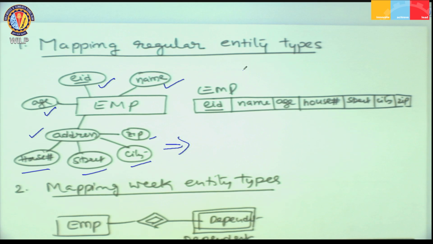According to the rule, I create a corresponding relation for the strong or regular entity type and make all simple attributes the attributes of the relation: employee ID, name and age, and choose one of them as the primary key. In this case, employee ID is the primary key. As far as the complex attribute is concerned, I will pick up all the subcomponents of the complex attribute and make them attributes of the relation. So house number, street, city and zip code will become regular attributes of the relation EMP. This is how we can map a regular entity type into a relation schema.